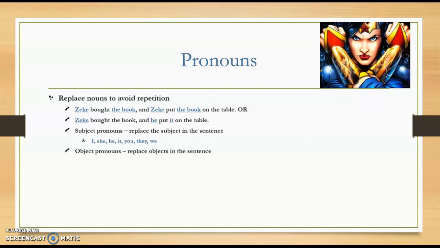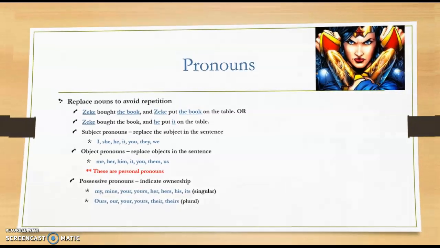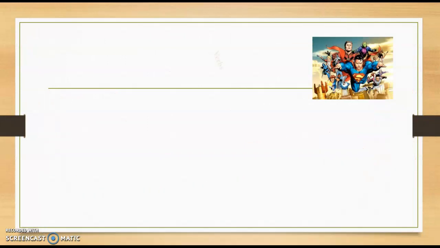So when you're using subject pronouns, you use these, and when you're using object pronouns, you use these. And these are all considered personal pronouns. We also have possessive pronouns that indicate ownership, like its book or his book. So those are pronouns that replace nouns.